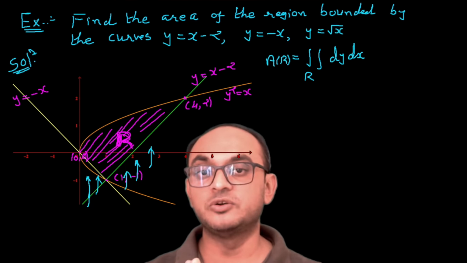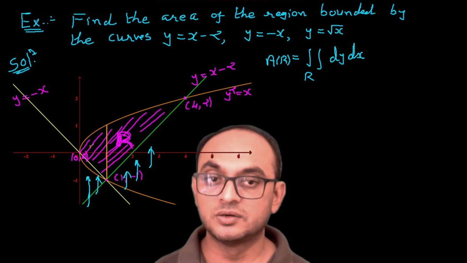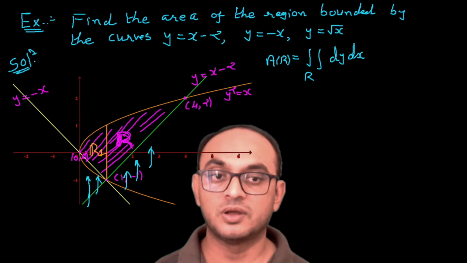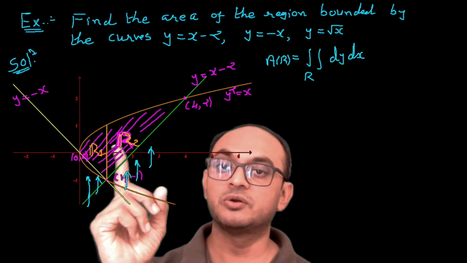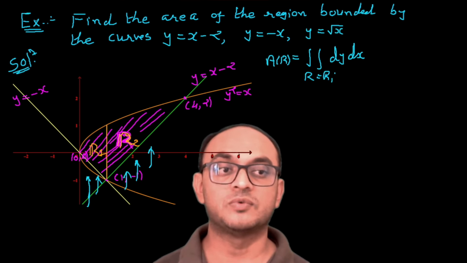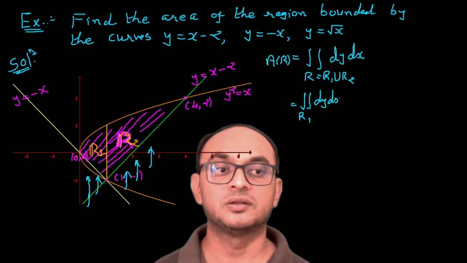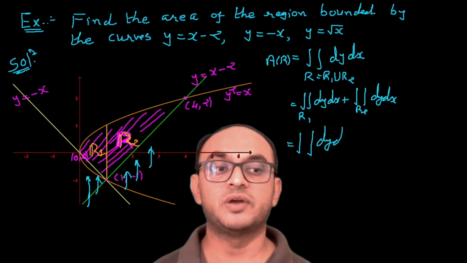So let us divide the region into two parts. This part is region R1 and this side part is region R2. So my R is the union of these two, R1 and R2. So I am writing R is equal to R1 union R2, and the area is equal to double integration over R1 dy dx plus double integration over R2 dy dx.